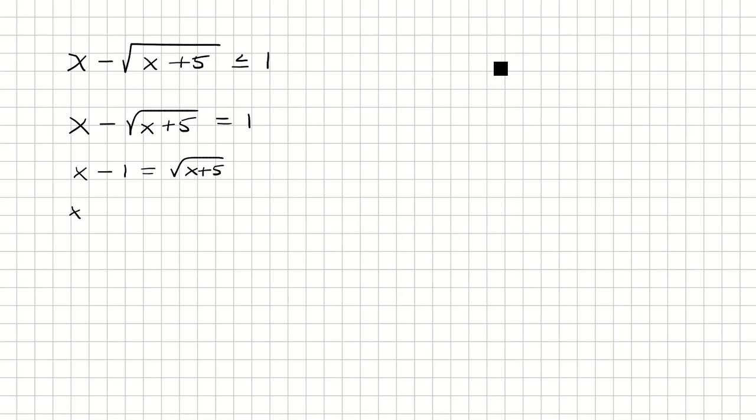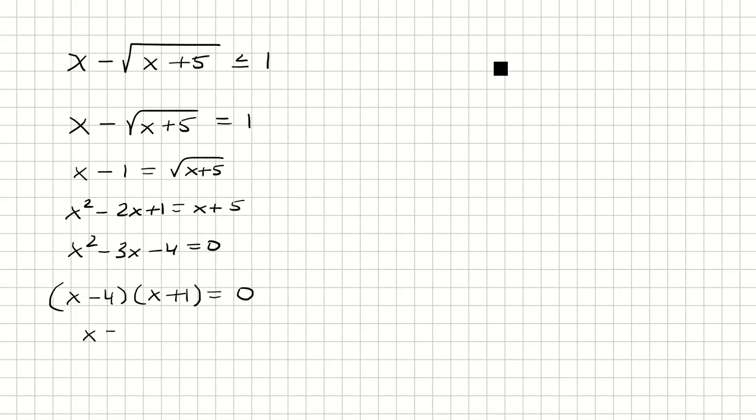From here I'm going to square both sides. And then subtract both sides by x and 5. Okay, then we can factor this out into x minus 4, x plus 1. We use zero product property. X minus 4 is 0 when x is 4. X plus 1 is 0 when x is negative 1. So now we're going to draw a number line with negative 1 and 4.